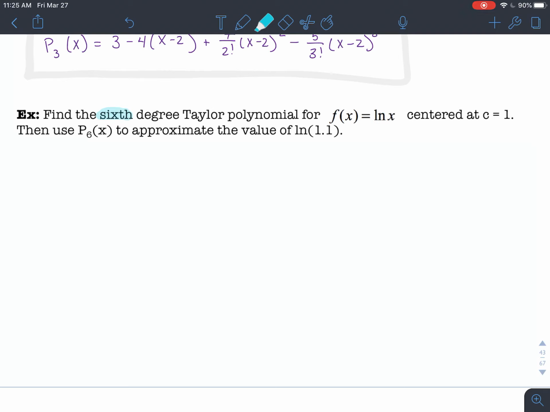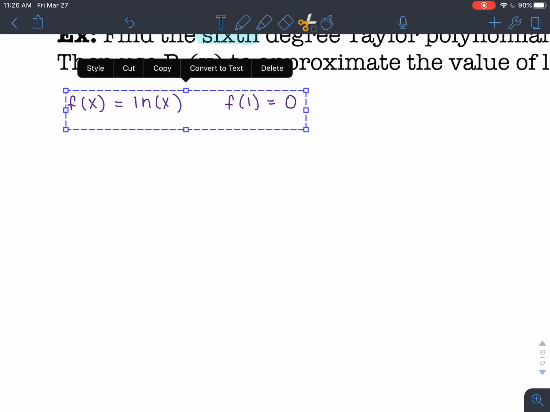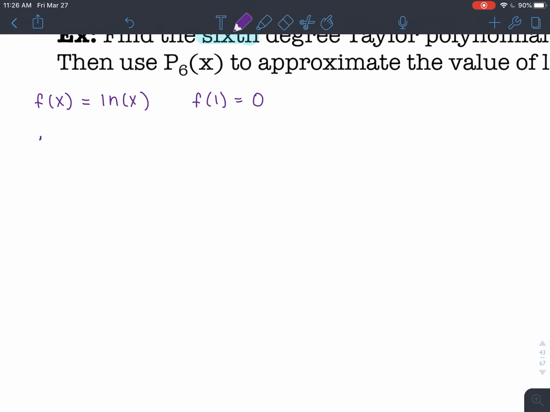Okay, so then maybe we're given a problem like this one where we're asked to find the sixth degree Taylor polynomial for f of x equaling the natural log of x centered at c equaling 1. And then we're going to use that to approximate the value of the natural log of 1.1. Okay, so the first thing we need to do is figure out all these derivatives. So we have f of x is the natural log of x. And then I also need to know my f of c. So f of 1 is going to be the natural log of 1, which is 0.